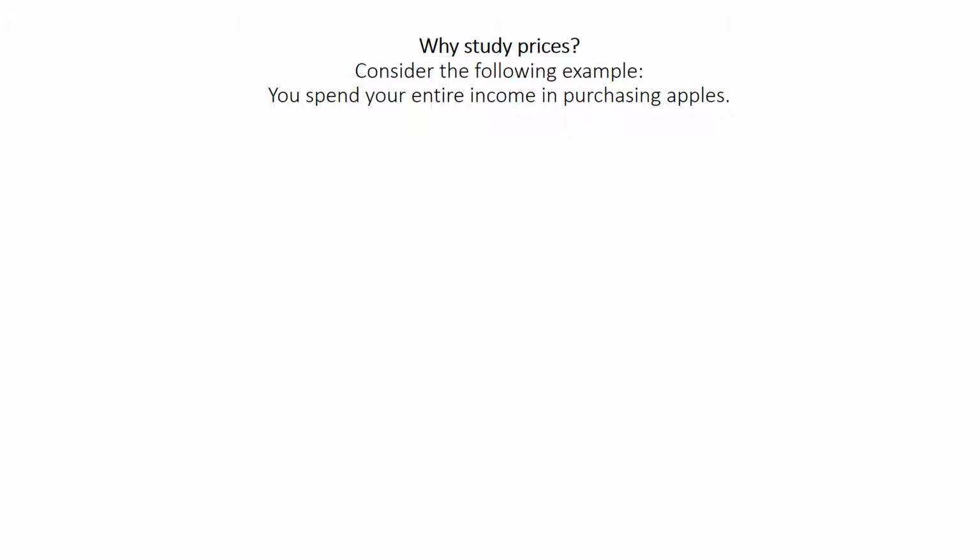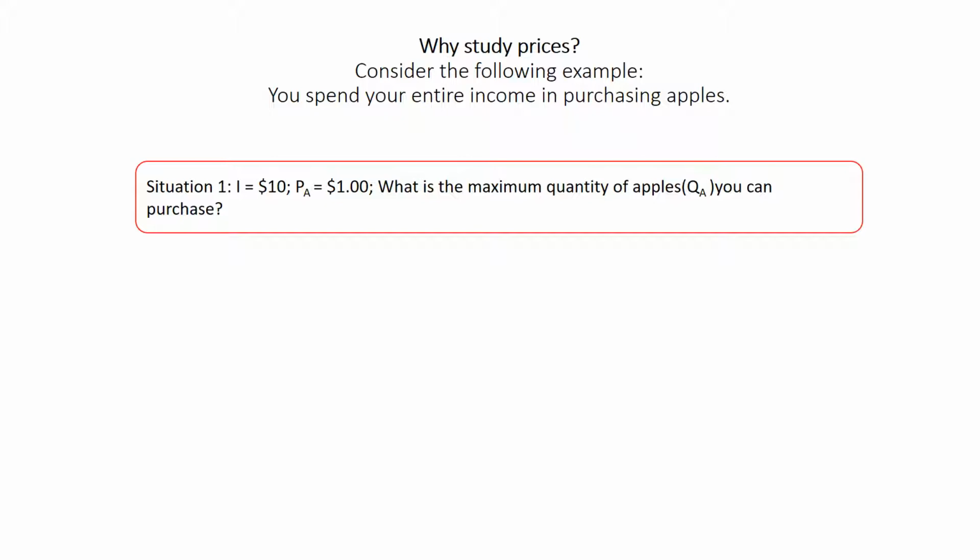Let us look at a very simple example to appreciate purchasing power. Suppose you make an income, I stands for income, of $10 a week, and the only thing you buy with your income is apples, and you spend your entire income on apples. You don't save any money, you do not borrow any money. Suppose your income is $10 and the price of an apple is $1. What is the maximum quantity of apples you can buy? It will obviously be 10 apples. And these 10 apples in a way reflect the purchasing power.